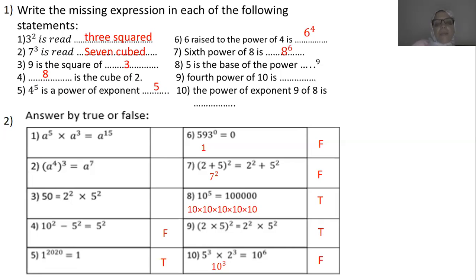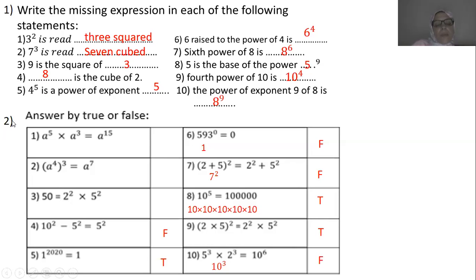Now, 5 is the base of which power? What should we write down? The exponent is 9, it's given. What should we write in the base? It should be 5, because it says 5 is the base. Now, number 9, the fourth power of 10 is 10 to the power 4. The last one in question number 1, number 10, the power of exponent 9 of 8, is 8 to the power 9.